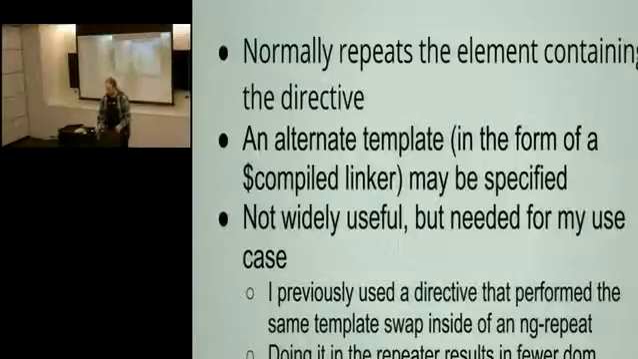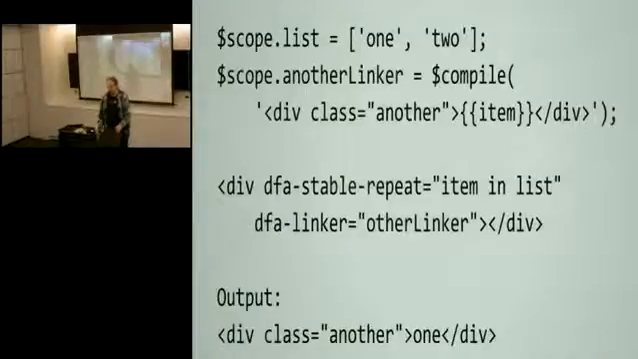So, all right. Hopefully to help you understand this, basically what I mean by another template is you actually produce a linker by compiling with the compile service some markup or like a jQuery element or something, and then you've got that in memory, and then you can basically just pass that expression in, and then it will.